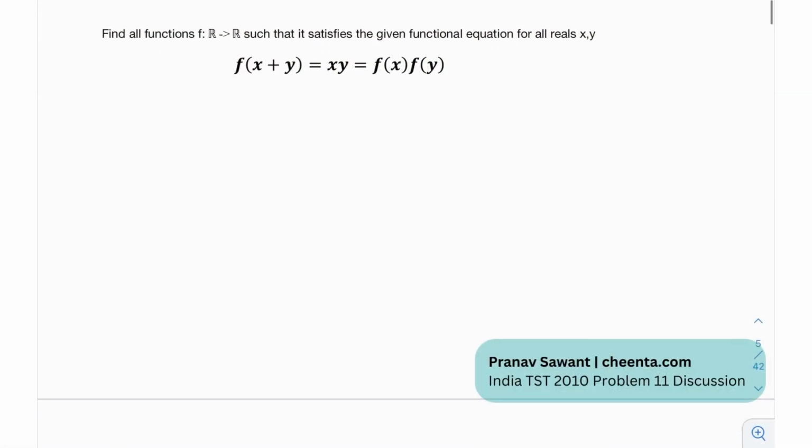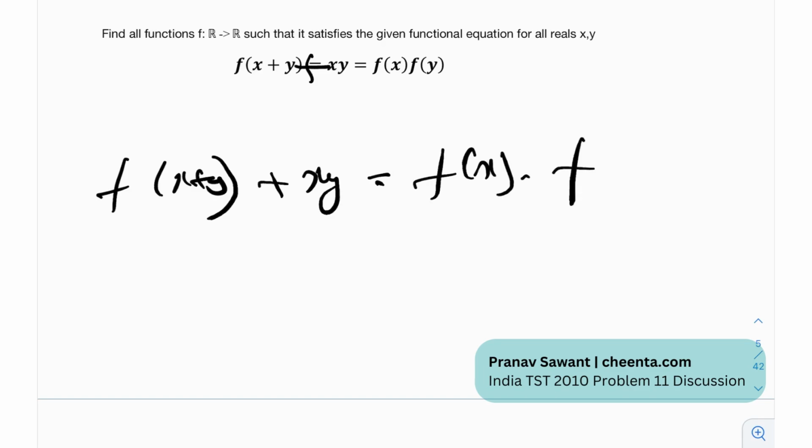So okay, what have they given to us? Find all functions mapping from reals to reals such that it satisfies the given functional equation for all reals x, y. And f of x plus y is plus xy actually. So let me just make a correction. f of x plus y plus xy is equal to f of x times f of y.